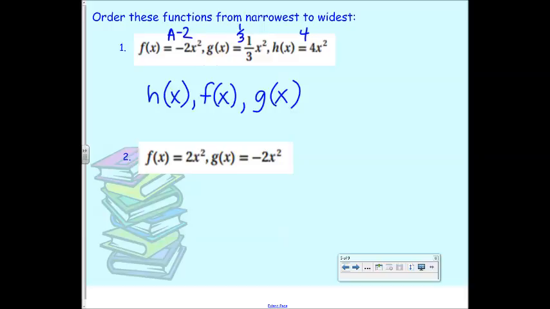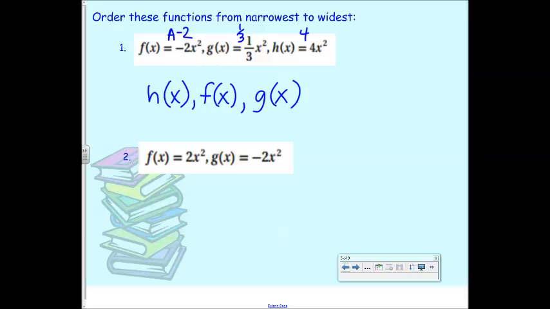Brendan, if there was a case where it was a negative 2 and a positive 2, they're the same. Those would be the same width. But one would be opening up and one would be opening down. It doesn't matter which one you put in first. But yes, it would not matter which order you put them in.